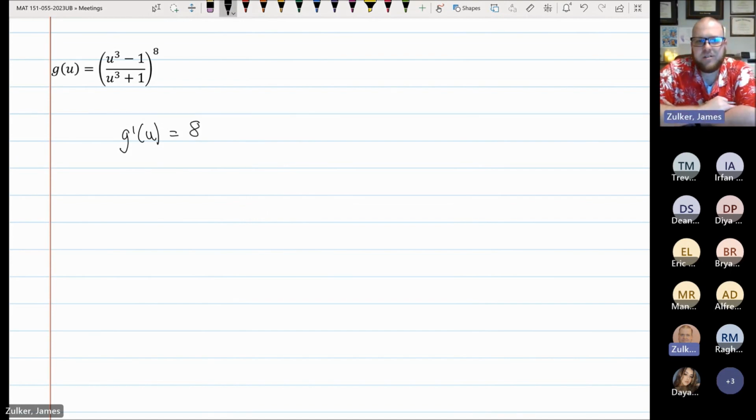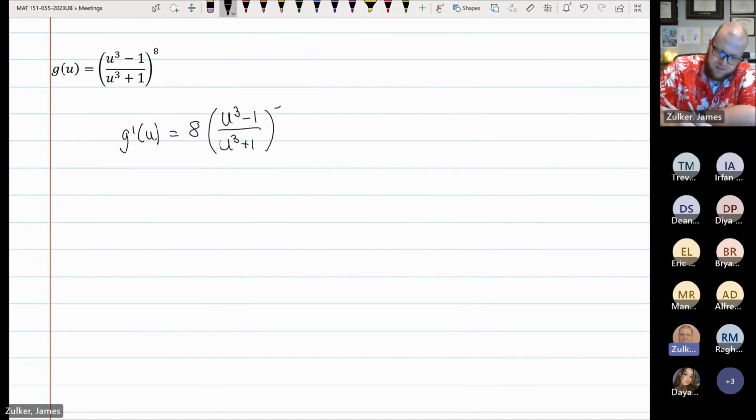So it's the power times the function to the power minus 1 times the derivative of the function. Right? Well, now we look at it.